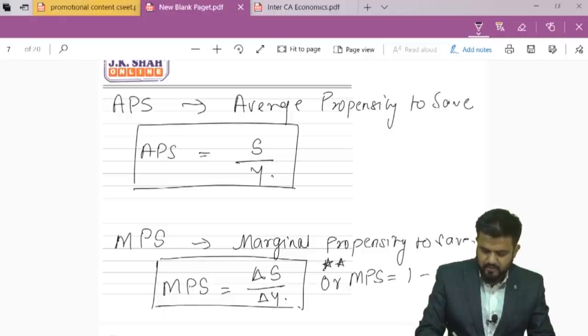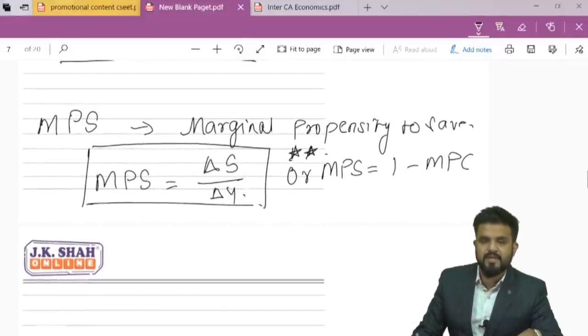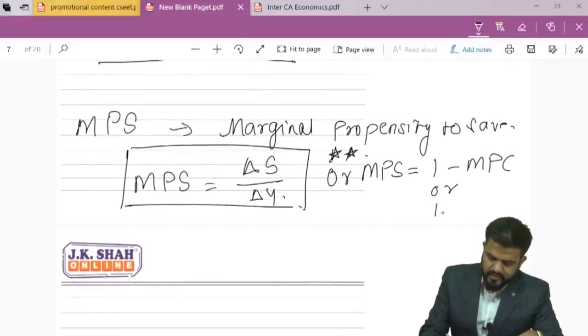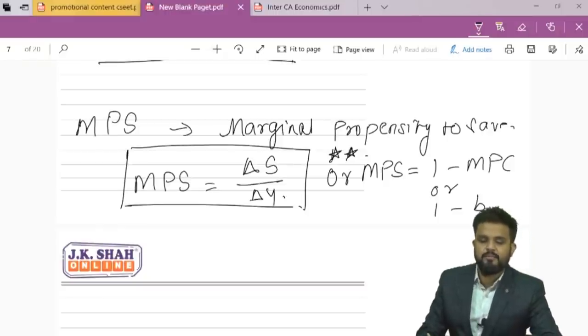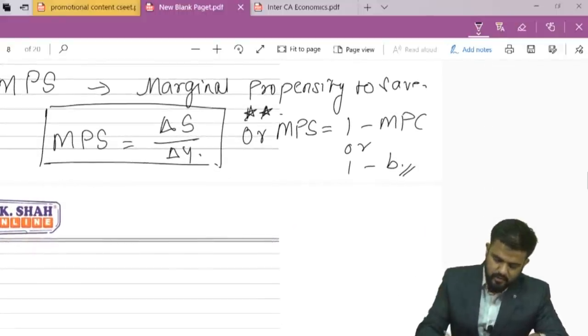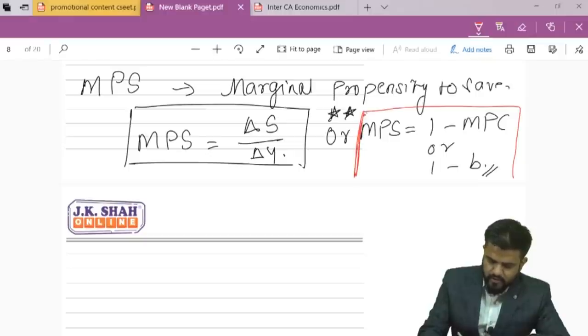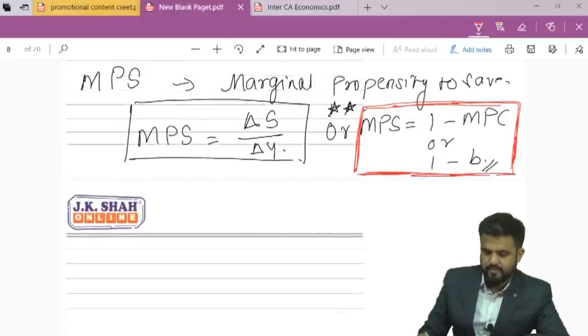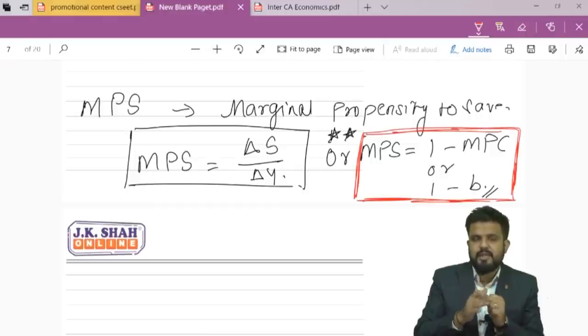Put a star mark. Big chances something may come from here. So MPS is nothing but 1 minus MPC. Or you can say 1 minus B. Students, 1 minus B is nothing but induced consumption. So I would highlight this. I want you to be very much thorough with this part, the one which I have highlighted. So MPS is nothing but 1 minus MPC.